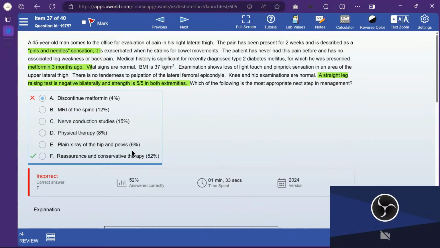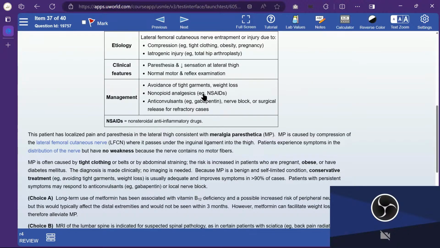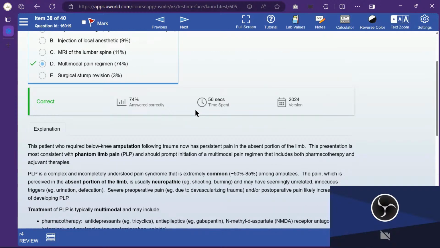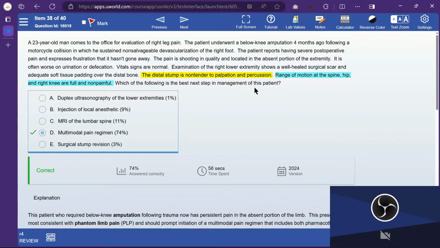In neuralgia, reassurance and conservative therapy. Avoid opioids; use non-opioid anticonvulsants and nerve block. Multimodal pain management in amputation. The distal stump is non-tender on palpation.